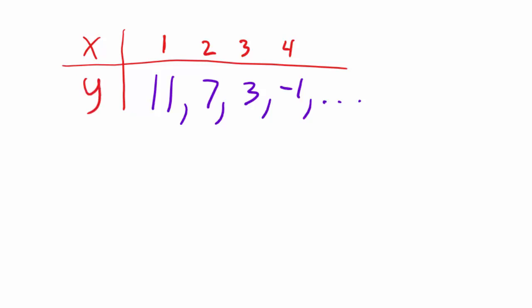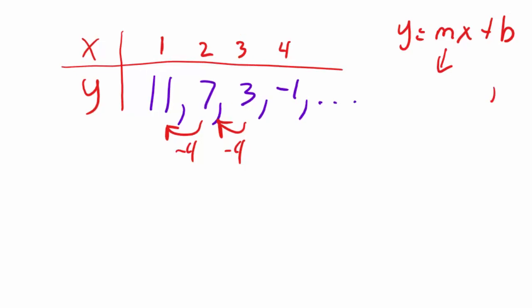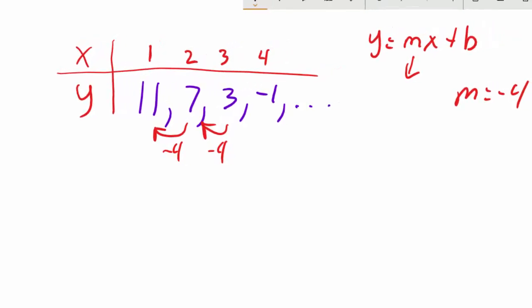So remember, when we go from here to here, we get a negative 4. We call that the common difference, but in terms of slope-intercept form, y equals mx plus b, the m value, which is our slope, is actually going to be negative 4. The only thing that's missing from our problem is our b value, which is the y-intercept.